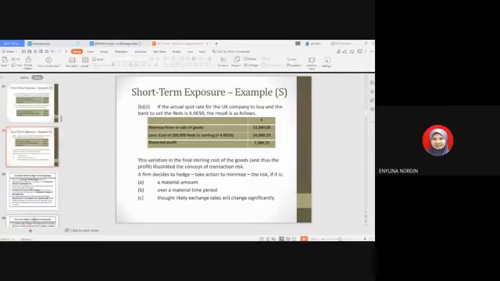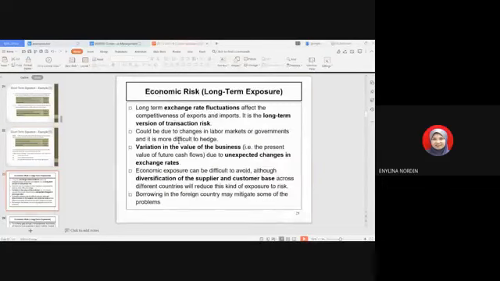Okay, and then long-term exposure, that is economic risk. So this is what I mentioned just now. It's a long-term exchange rate fluctuation that will affect the competitiveness of export and import, that will make the price of export and import higher or lower.